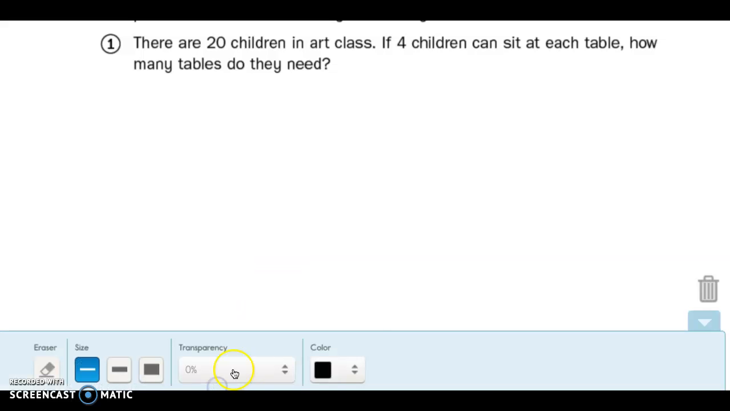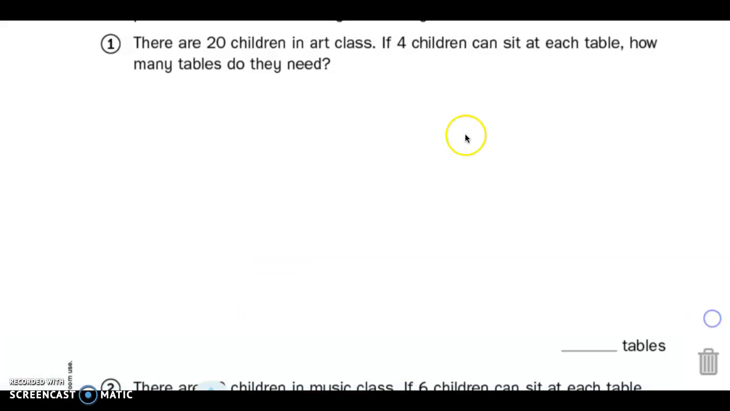Okay, let's talk about what we know. What can you pick out from here? Oh, there's 20 children in art class. That means there's 20 children total. That is our biggest number. Our total amount of kids is 20. Okay, 4 children can sit at each table. How many tables do we need? That's what we're trying to figure out. We need enough tables so that 20 children can fit, but there's 4 at each table.